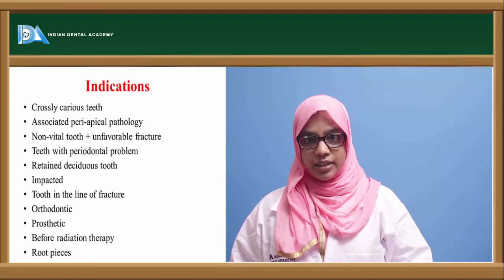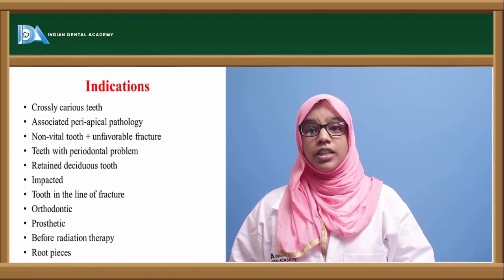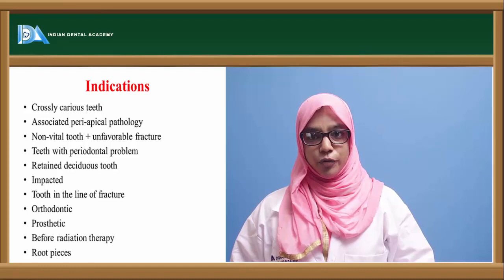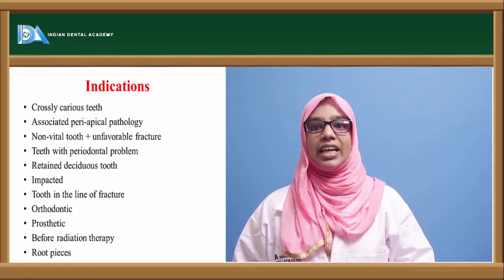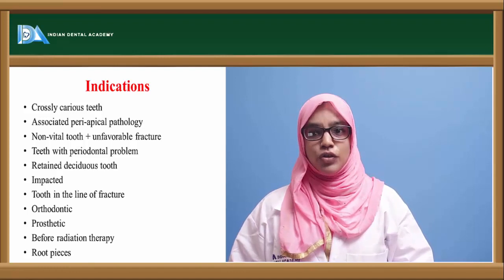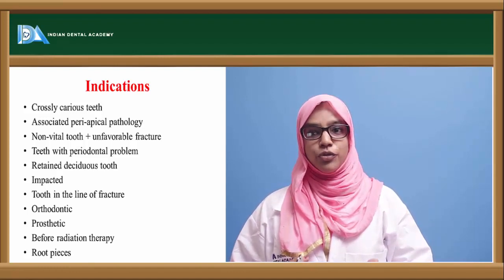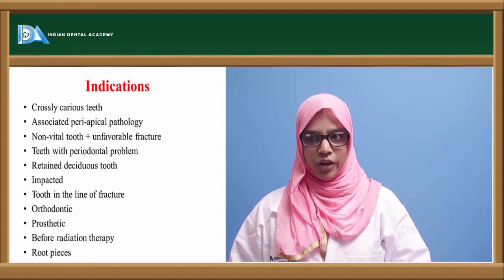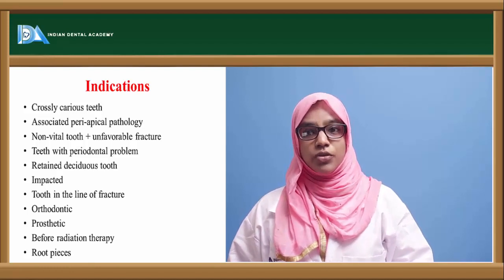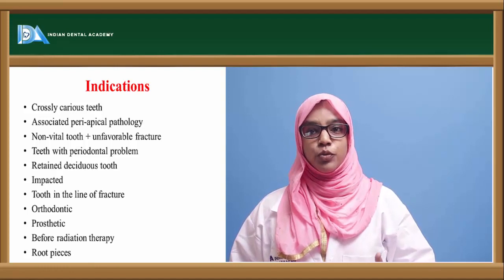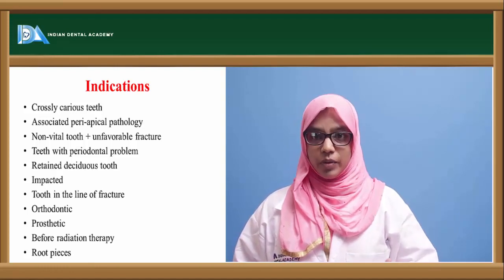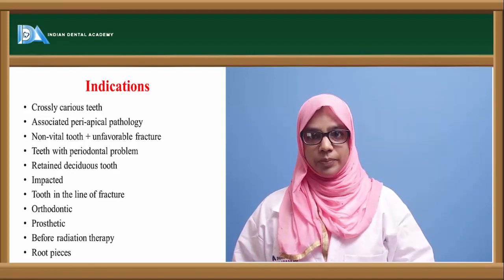Deciduous retained teeth, impacted teeth, teeth that are present in the line of fracture. For the healing of fracture, you need to remove these teeth because they can act as a nidus of infection. So for proper healing and bone formation, you need to extract the teeth along the line of fracture. Teeth need to be extracted for orthodontic treatment so that you provide space for tooth movement. In providing space, you could align the teeth properly, in case of prosthetic rehabilitation and before radiation therapy.